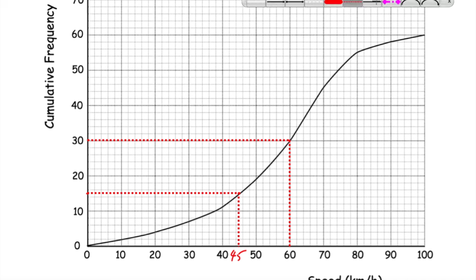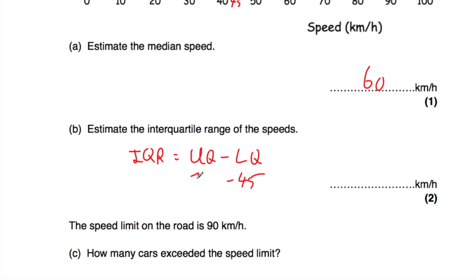So let's get our ruler and pencil. And it's going to be halfway between 40 and 50. So there, halfway between 40 and 50. And we're going to then go down and that brings us to 70 kilometers per hour. So that's our estimate for the upper quartile, 70 kilometers per hour. So we're going to do 70, subtract 45, and that's equal to 25. So that's 25 kilometers per hour. That's our estimate for the interquartile range of the speeds.